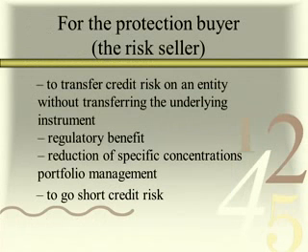For the protection buyer or the risk seller, remember the protection buyer is a risk seller. They transfer credit risk on an entity without transferring the underlying instrument. There are regulatory benefits. There's reduction of specific concentrations in portfolio management. And they go short credit risk. If they have some stuff that's a little credit risky, they buy protection on it. That's what super funds do. That's what mutual funds do, because it's in their covenant that they can only carry so much credit risk.